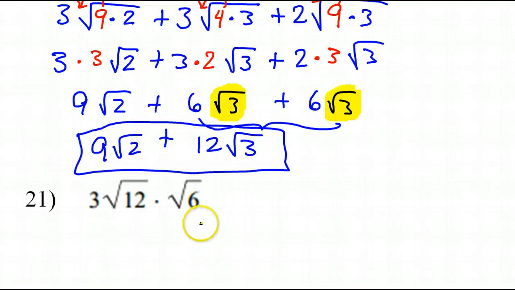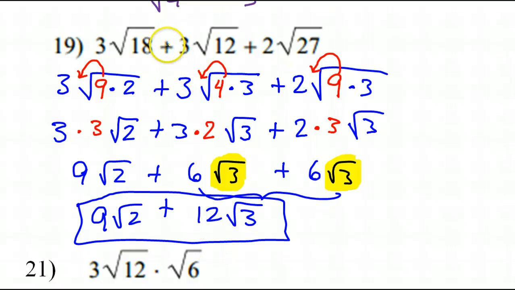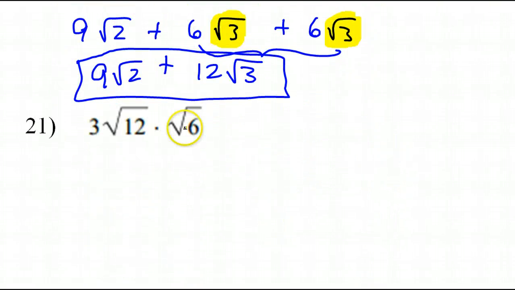Now, when I was adding, I was very careful to make sure I had like terms. The radical part had to be exactly the same. Alright, same index, same number. Everything had to be the same except for the coefficient. But when you're multiplying, what's important is that the index is the same. As long as you have square root and square root, you can multiply. Or if you have cube root and cube root, you can multiply. The radicand, the 12 and the 6, do not have to be the same.